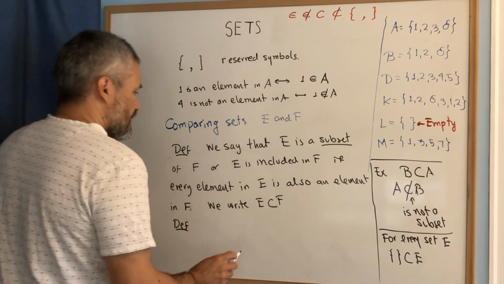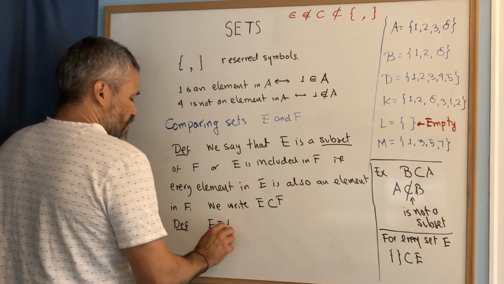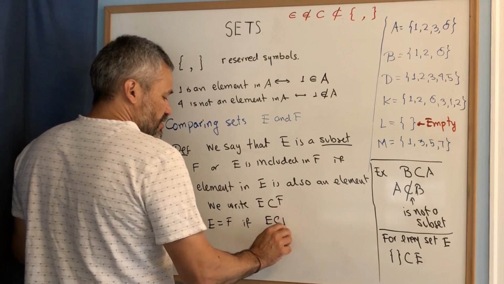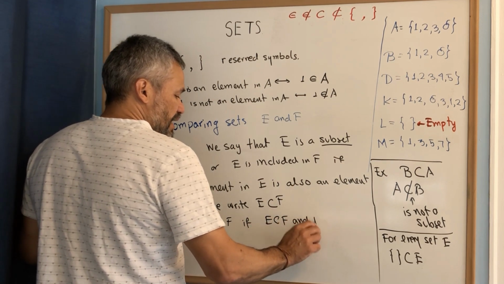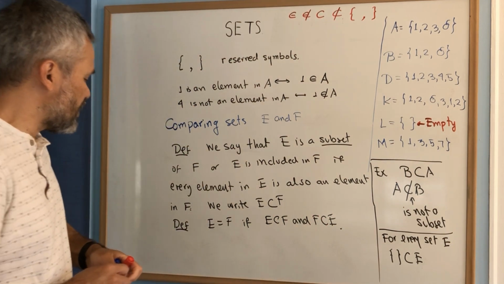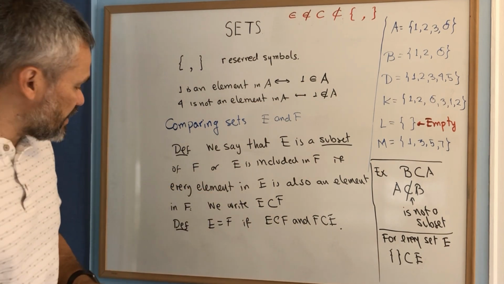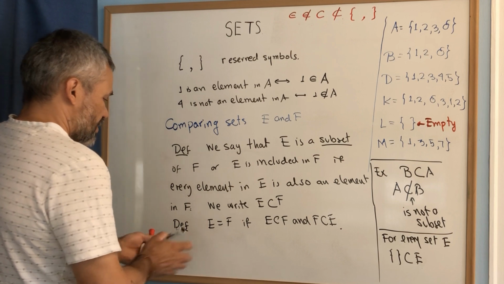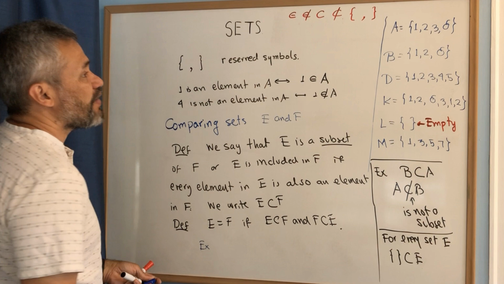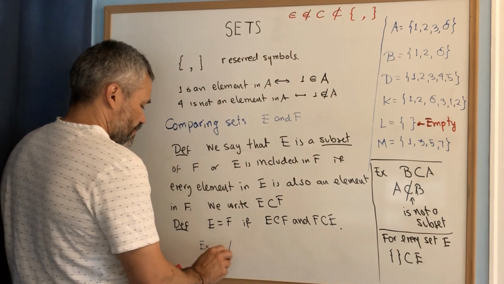And this definition says that E is equal to F if E is containing F and F is contained in E. That's the definition. We say that two sets are the same if these two things happen. Notice that, as an example, write the example here.